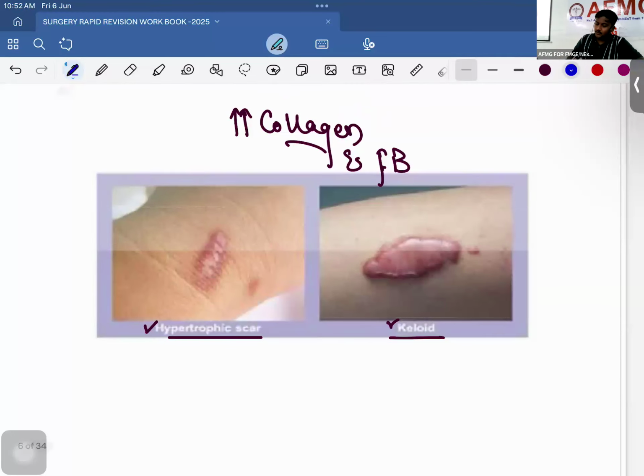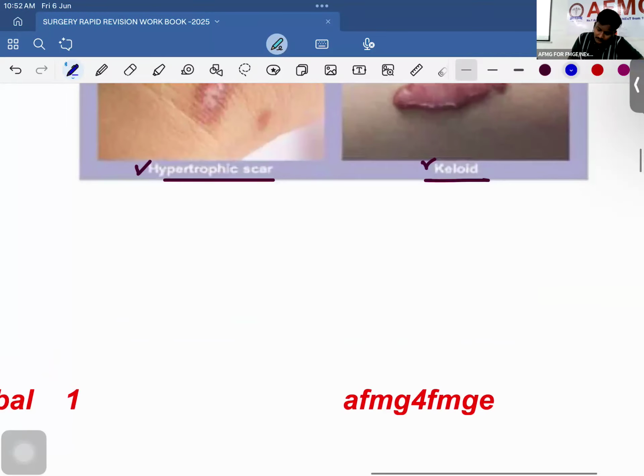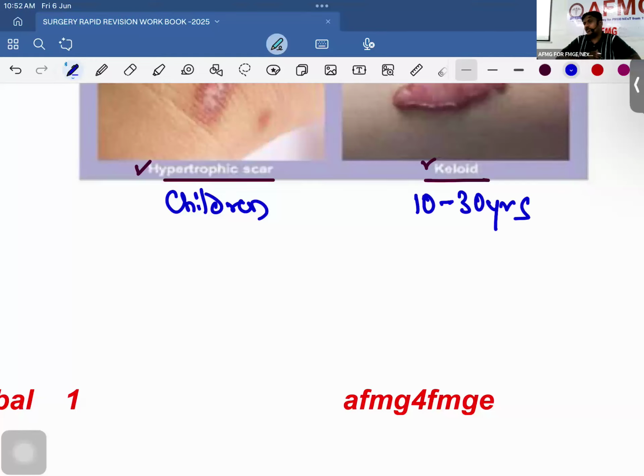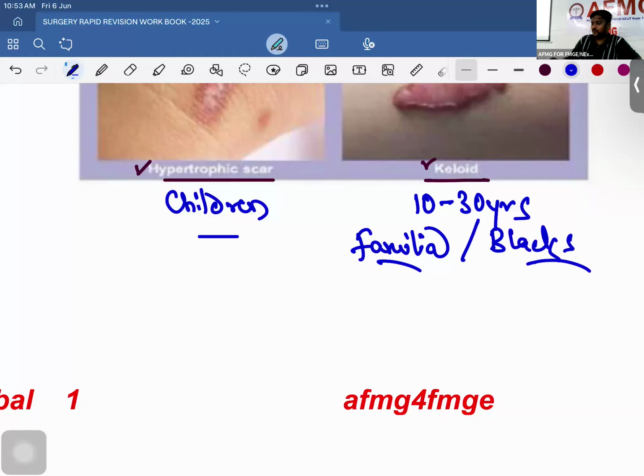If they ask you which scar is more common in children, we know that hypertrophic scar will be more common in children, whereas keloid scar is more common in young adults between 10 to 30 years of age. Next, which scar definitely has a familial predisposition? We know that keloid scar is associated with a family history. Second, which scar is more commonly seen in the Afro-Caribbean or the black race? We know that the keloid scar is more commonly seen in the Afro-Caribbean or the black race, beta. That is important to be remembered.